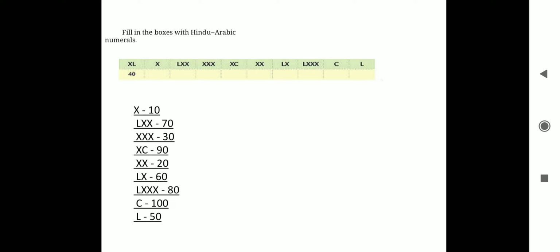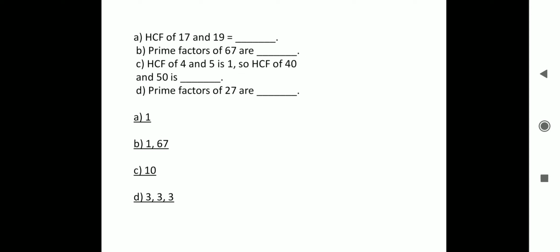L stands for 50, X stands for 10. So LX is 50 plus 10, 60. Then we have LXXX. So 50 plus 10 plus 10 plus 10 gives you 80. Then C is 100 and the symbol L represents 50. Children, please be very careful. Keep in mind, thoroughly try to remember the decimal places and the Roman numerals. Practice 1 to 100 for better understanding.